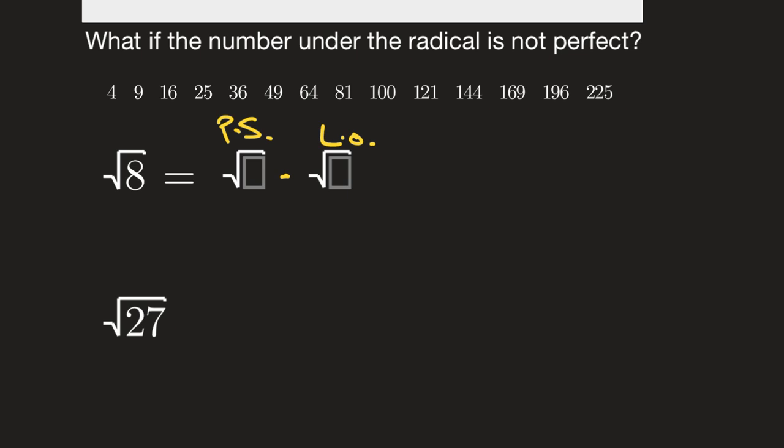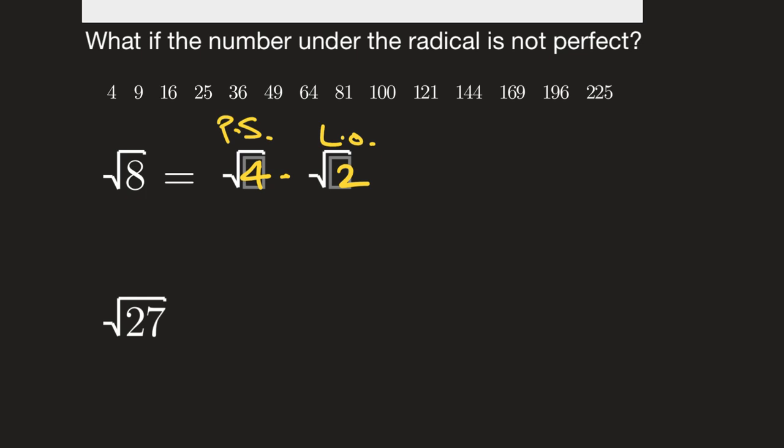And so what we're going to attempt to do here is we want to rewrite 8 using a perfect square number. Guys, if you look at that list, is there a perfect square number on that list that will go into 8 evenly? 4, of course. And 4 times what is 8? So here's what we're going to do. We are going to rewrite the square root of 8 as the square root of 4 times the square root of 2. Those two things are the same. They are equivalent.